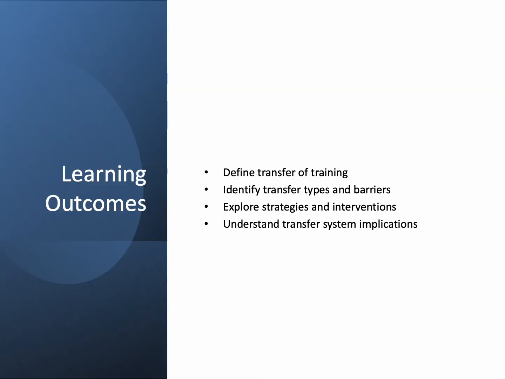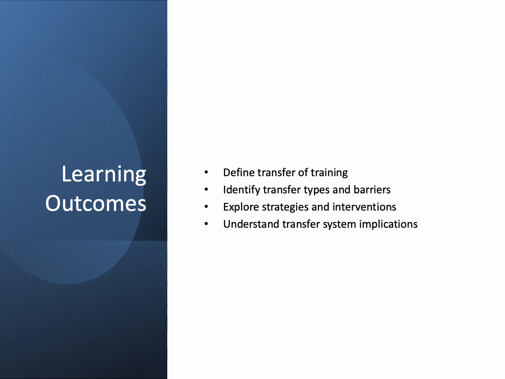Today's learning outcomes guide our exploration of transfer of training. We'll define transfer and its types, identify barriers like lack of supervisor support, and explore strategies to enhance transfer through trainee characteristics, design, and environment. We'll also discuss interventions like relapse prevention and the transfer system's role. For instance, ensuring customer service training transfers to real interactions improves performance. As we discuss these outcomes, consider their application in your industry.